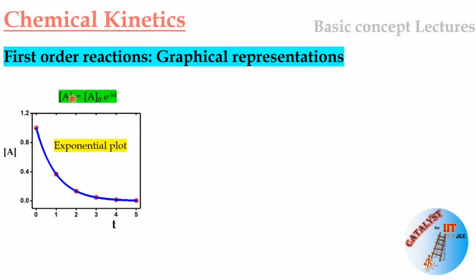So with time the concentration of the reactant is going to decrease, but this decrease is not linear as you have seen in zero order kinetics. This decrease is an exponential decrease. So this is called an exponential plot, where if you plot the concentration of A with time, you are going to see an exponential decay like this. Now if you want to linearize the plot, the calculations become much easier.